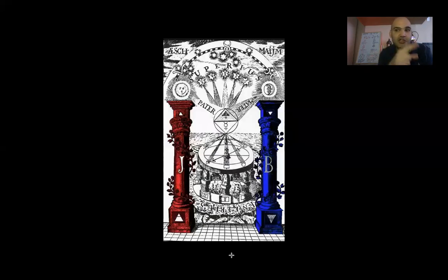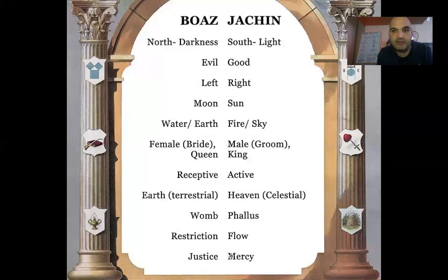So yeah, as I showed on the previous slide of the two pillars of Boaz and Jachin, it's basically about duality. One is based on the moon and feminine energy, and one is based on the sun and masculine energy. The moon would be based on Boaz, and the sun would be based on Jachin. Obviously, for people who know etymology and esoteric sciences, Jachin comes from the same word as Jacob, or the union.